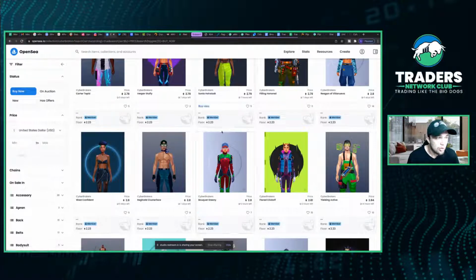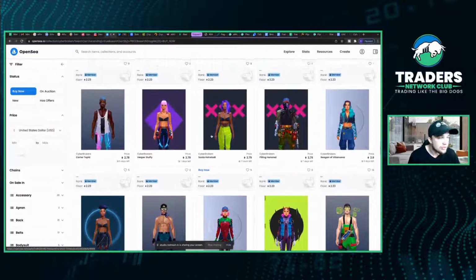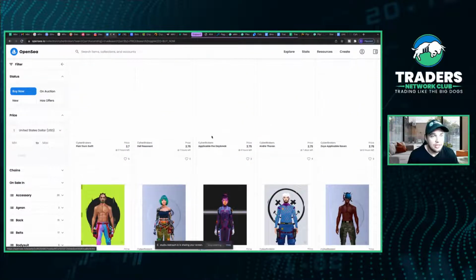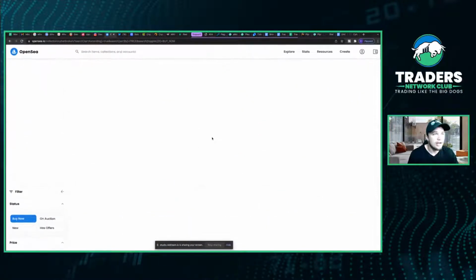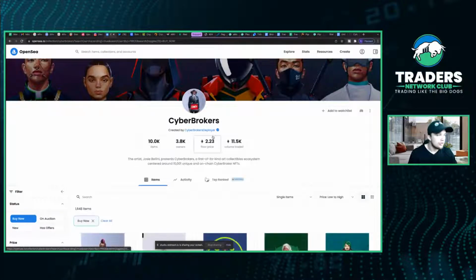You want the floor to be thin because then more people are buying, and it's easier for the floor price to change fast. Okay. So that's what you're looking for. You're looking for the thinness of the floor, those traits, that volume, and for the project to have a good community behind it.